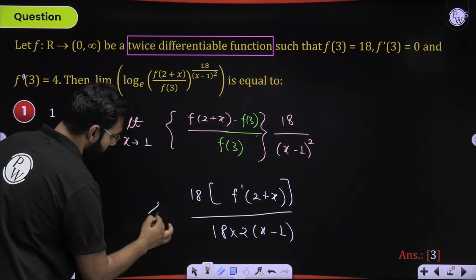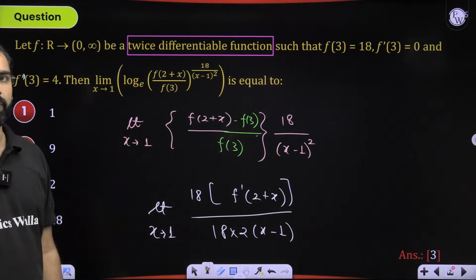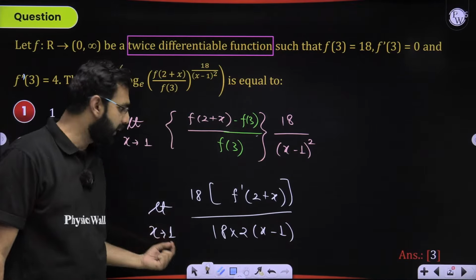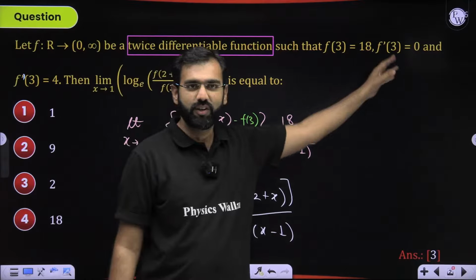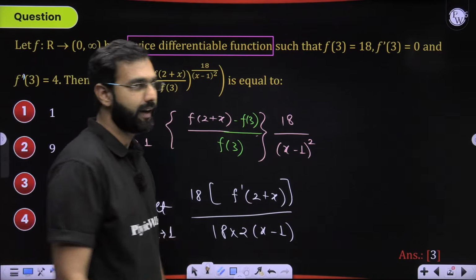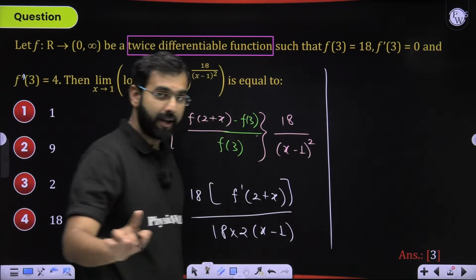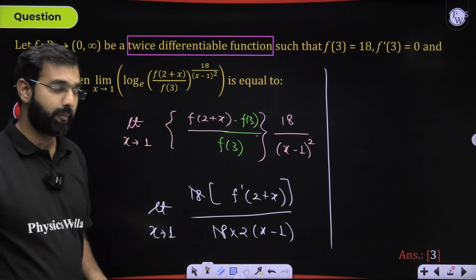And there again, when I use limit x approaches 1, I see there is again a problem. What is the problem? Because if I substitute x by 1, it will be f dash 3. f dash 3 we are given as 0. So this is again a 0 by 0 form. And again, I'll apply L'Hopital one more time. So I'll have this 18 getting cancelled by this 18. Correct me if I'm wrong in terms of calculation.